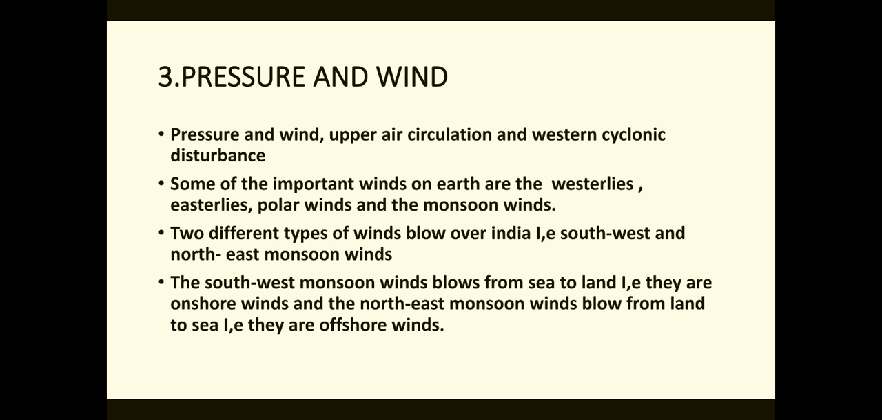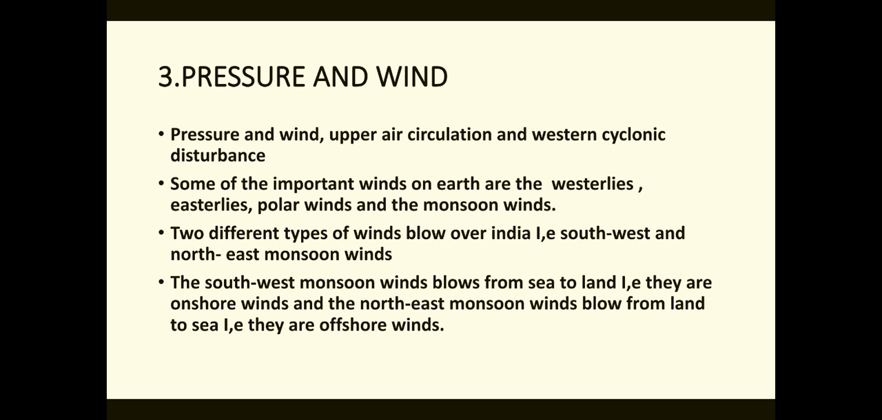Based on the rotation and revolution of the earth, different pressure belts have developed on the earth, and the surface winds move from high pressure areas to low pressure areas. Some of the important winds on earth are westerlies, easterlies, polar winds and the monsoon winds. Two different types of winds blow over India, namely the southwest and northeast monsoon winds. The southwest monsoon winds blow from sea to land, that is, they are onshore winds, and the northeast monsoon winds blow from land to sea. That is, they are offshore winds.